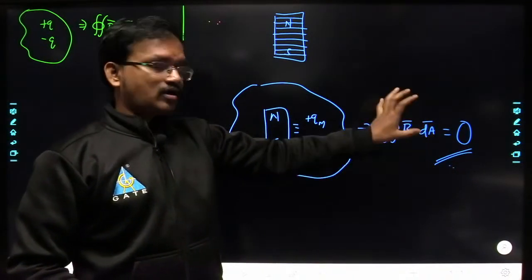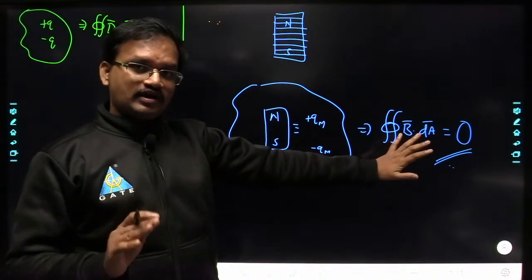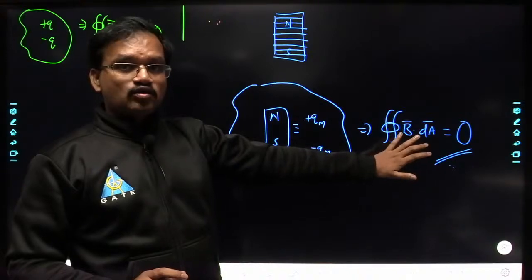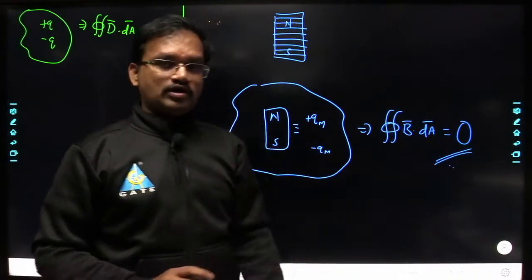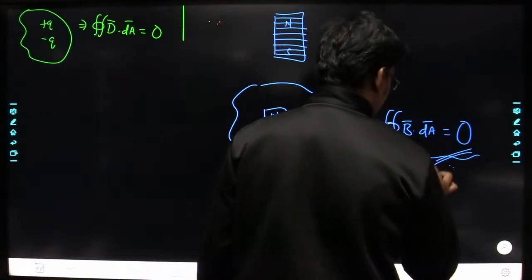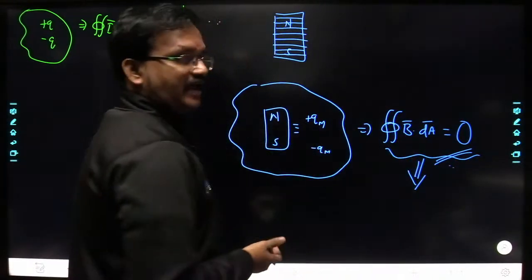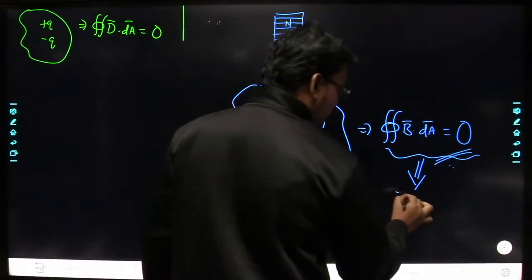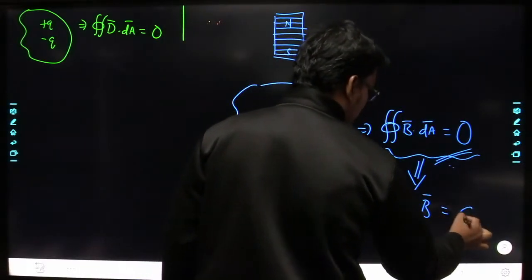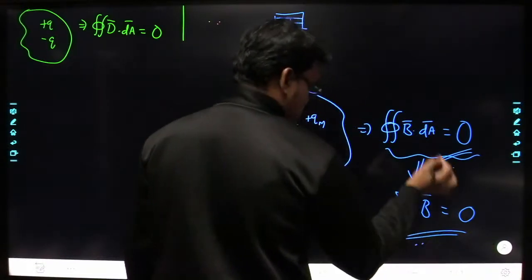Until we discover magnetic monopoles, the magnetic flux that is leaving the closed surface will always be equal to 0. If it is always equal to 0, then by applying the divergence theorem, we get the point form or differential form of Gauss law for magnetic field, that is divergence of B bar is equal to 0.